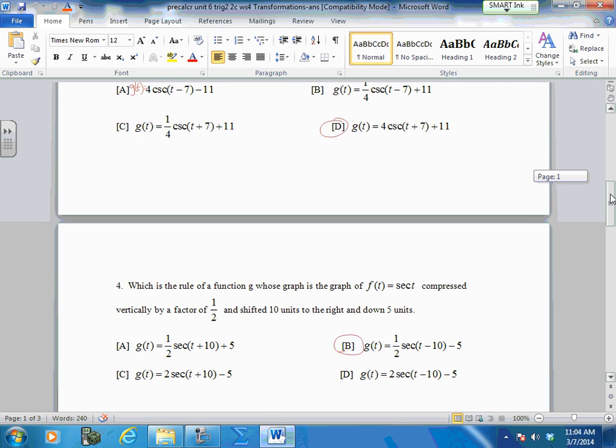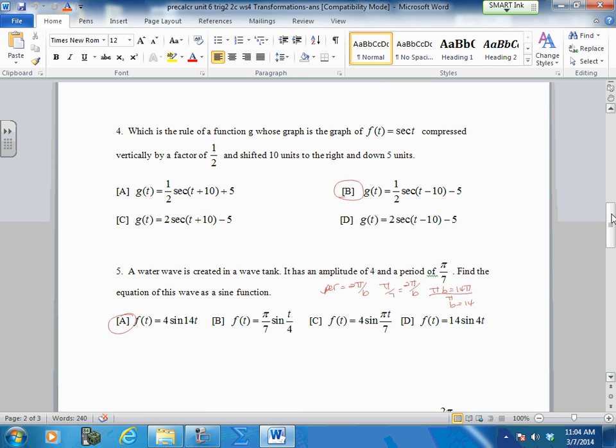I'll just go through these guys. Again, down 5 units. If that hits your eye, get rid of the ones that are plus. You're shifting vertically by a factor of 1/2, so it's going to be this one or this one. And since you went down 5 units, it can't be A, so it's B. Here's another one with a period. You had to find your frequency off of this. Were you guys okay with this one?